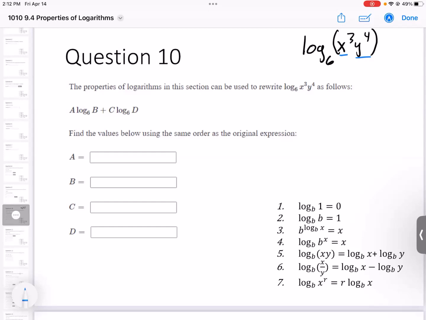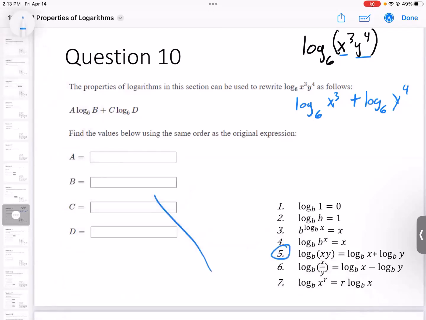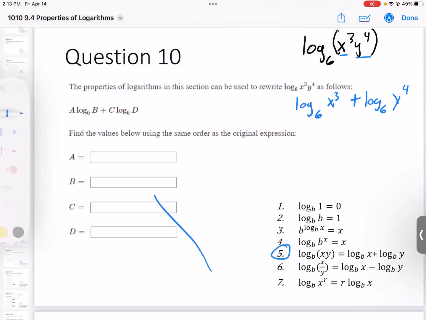So I'll expand that out using property 5 and write this as log base 6 of x cubed plus log base 6 of y to the fourth. Everybody good with how I got from here to here using property 5? Okay, then the next thing I need to do, let me move this over to the side actually. There we go.